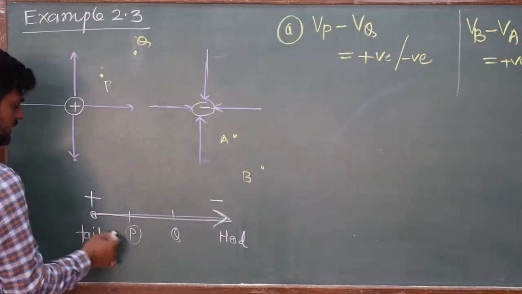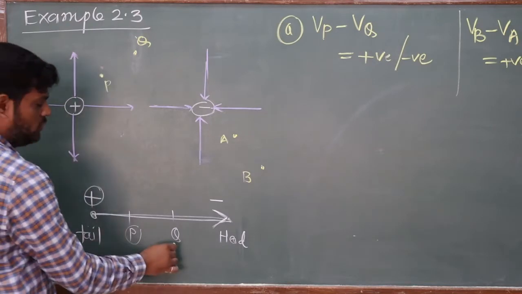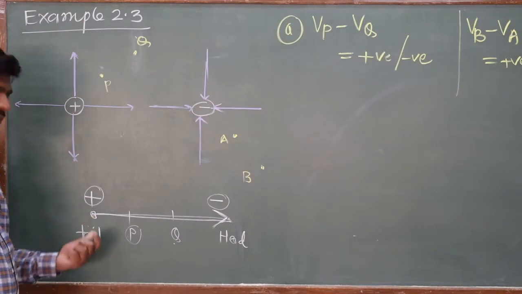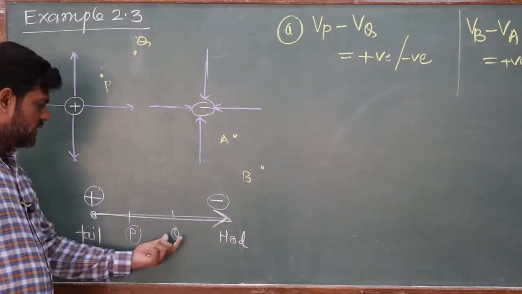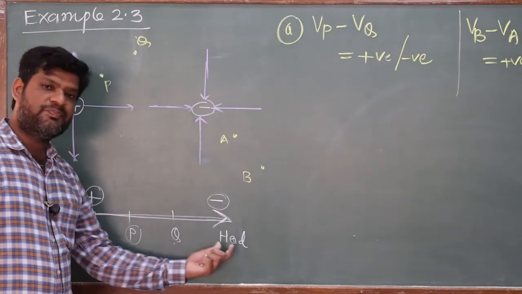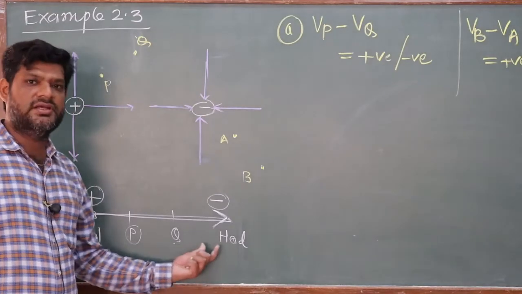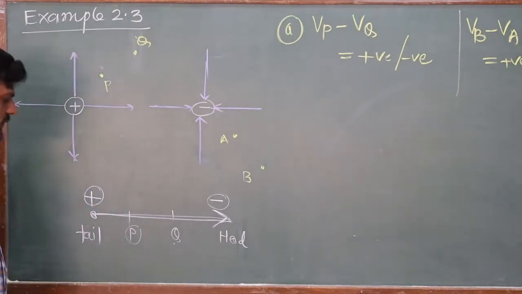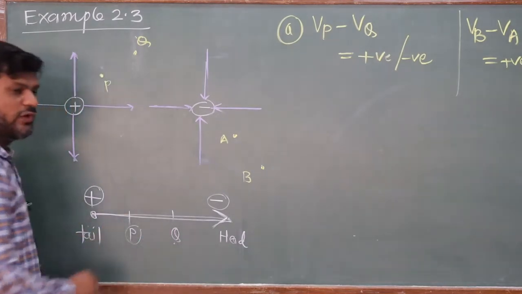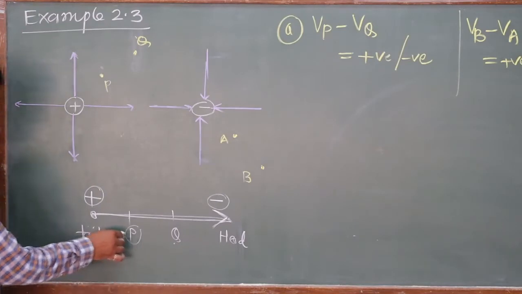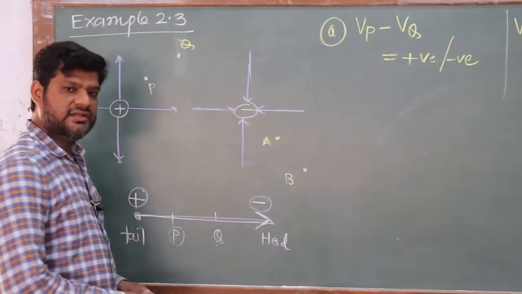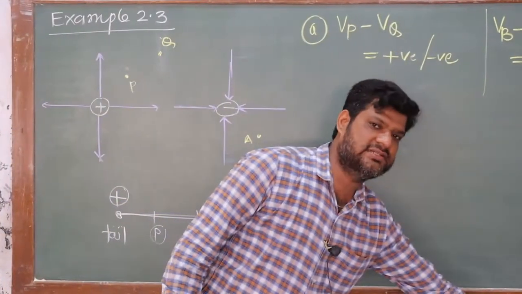The P point is nearer to the higher potential and the Q point is nearer to the lower potential. Positive means we can consider higher potential, and the Q point is at negative, lower potential, nearer to the negative potential. So we can see that the potential of P point is more and the potential of Q point is less, because the P point is near to the higher potential and Q point is near to the lower potential. In a tricky form, we can understand this concept, right?